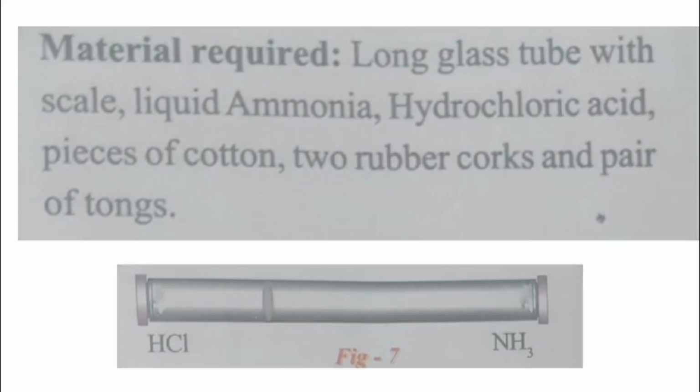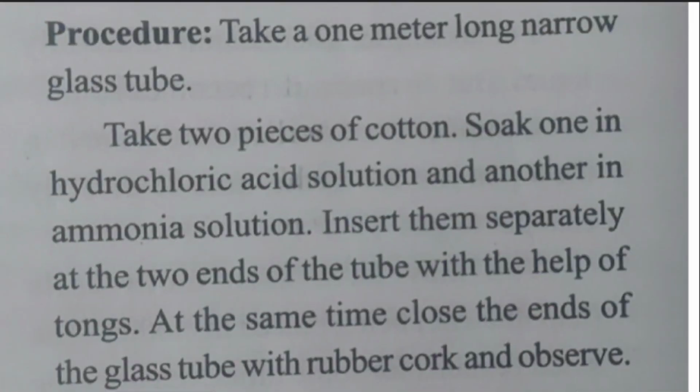Now the procedure, what we have to do in this: take a 1 meter long narrow glass tube. Now take 2 pieces of cotton, soak one in hydrochloric acid and another in ammonia solution. Insert them separately at the 2 ends of the tube. You have to insert them from the 2 ends of the tube with the help of tongs. You should take the help of tongs; barely, you can't touch the acids, because they are very corrosive.